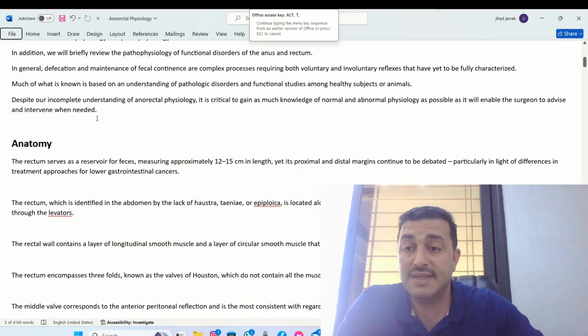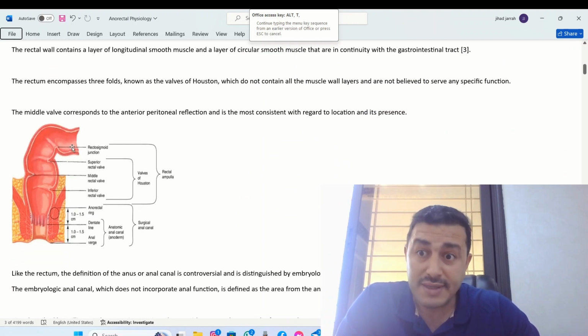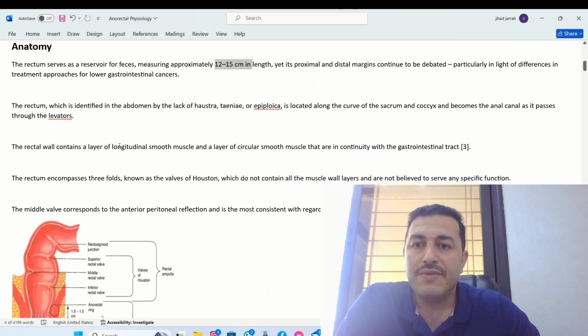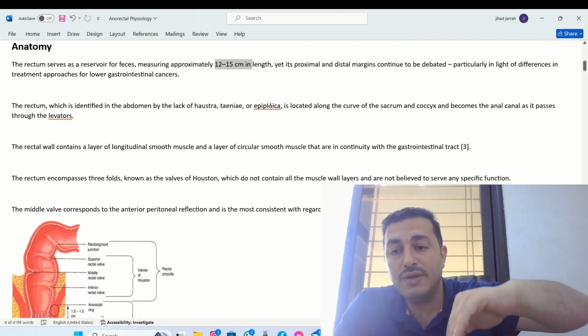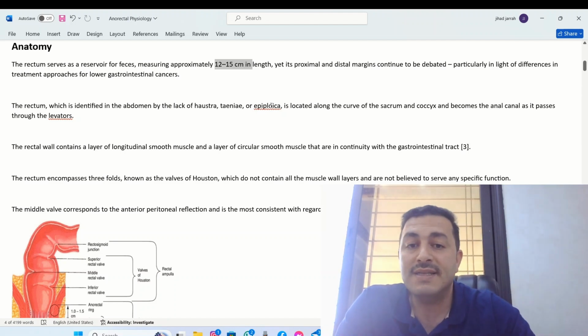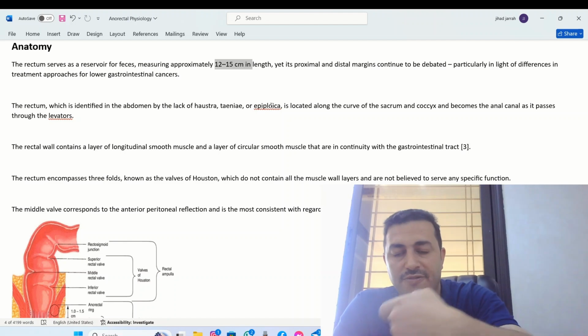The anatomy that will help us in understanding the physiology of the anorectal region: we have to understand that the rectum is about 12 to 15 centimeters long, and it starts from where the haustration, taeniae and epiploicae disappear. Here the sigmoid ends and the rectum starts, and the distal end of the rectum is where the rectum travels through the levators, especially the puborectalis, which engulfs the rectum and causes the anorectal junction.